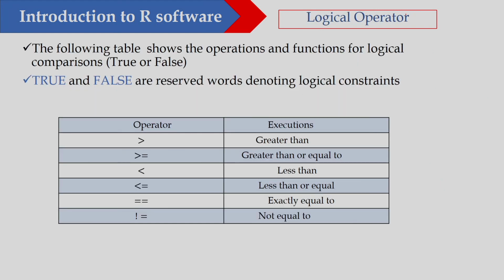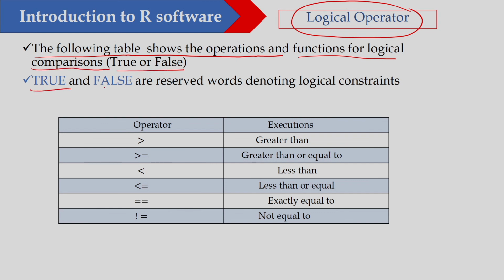So, there are the logical operators. In programming I also need the logical operators. The following table shows the operations and functions for logical comparisons, true or false. TRUE and FALSE are reserved words denoting logical constants. So, what is this? This is greater than and this is greater than or equal, then this is less than, this is less than or equal.